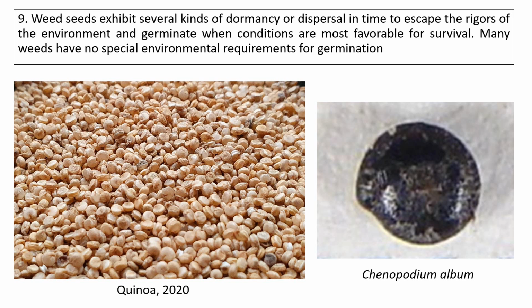9. Weed seeds exhibit several kinds of dormancy or dispersal in time to escape the rigors of the environment and germinate when conditions are most favorable for survival. Many weeds have no special environmental requirements for germination, as described in the previous slide.